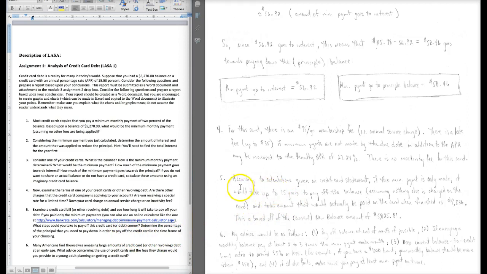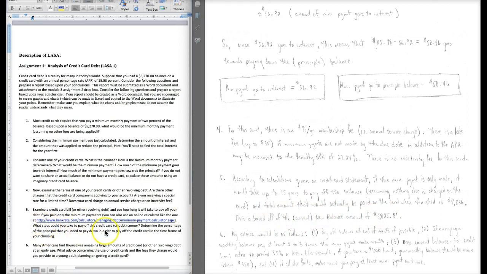Okay. So for here, according to the calculations given in the credit card statement, if only the minimum payment is made, it would take 15 years to pay off the balance. And the total amount that would be paid on the card would actually be $9,836. And this is based off the current new balance.